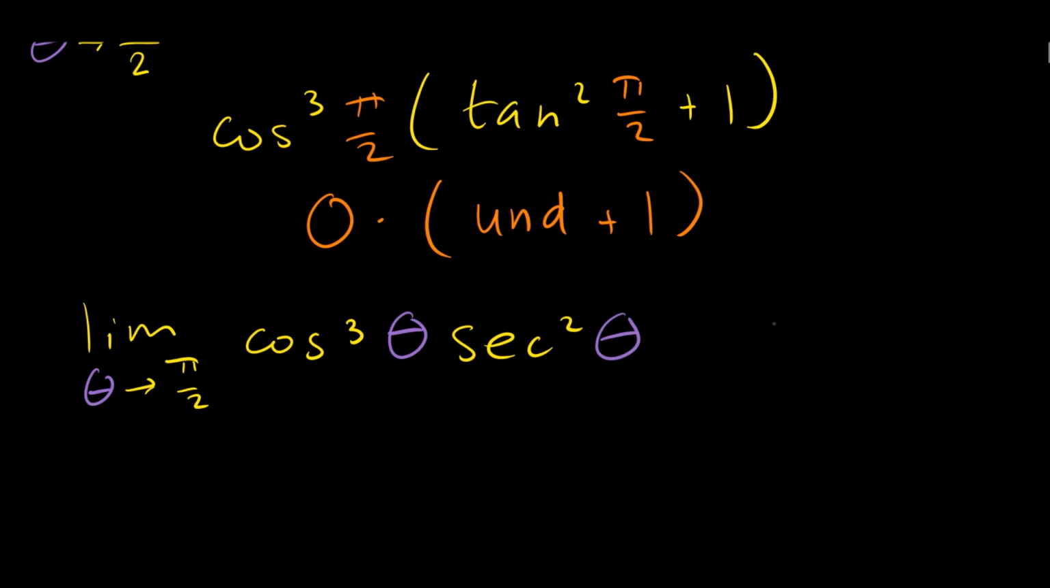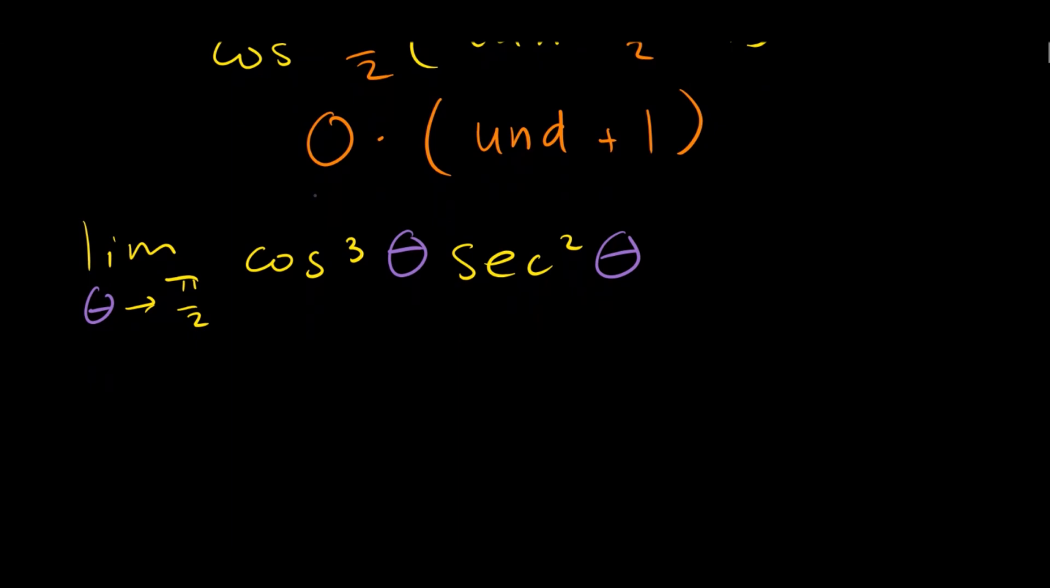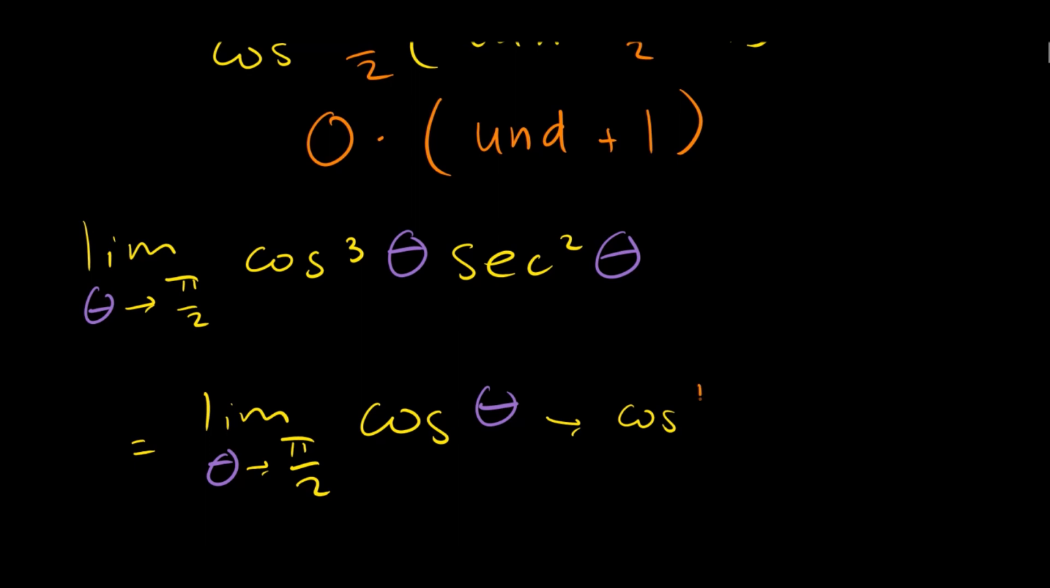Recall that secant is 1 over cosine. So if we have 1 over cosine squared and we multiply by cosine cubed, the way we combine exponents is that it'll be a 3 minus 2 power on the top. So that's very simply the limit as theta approaches pi over 2 of cosine of theta. Now we can plug in that pi over 2 into the cosine, which becomes cosine of pi over 2. We evaluated that at the very beginning of this problem, and that ultimately just gave us a 0.